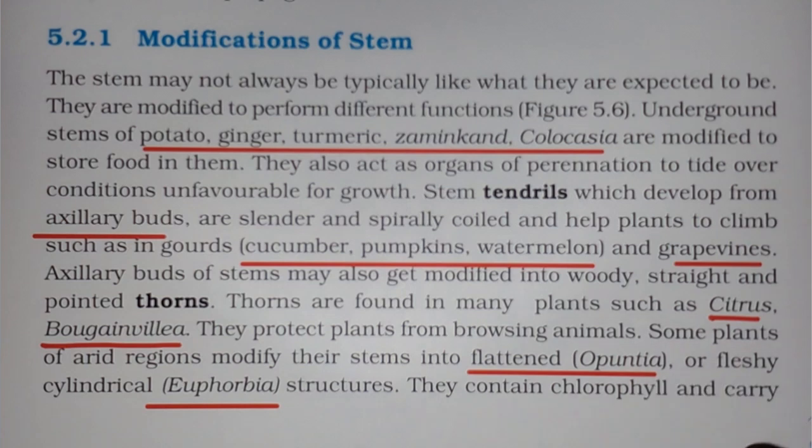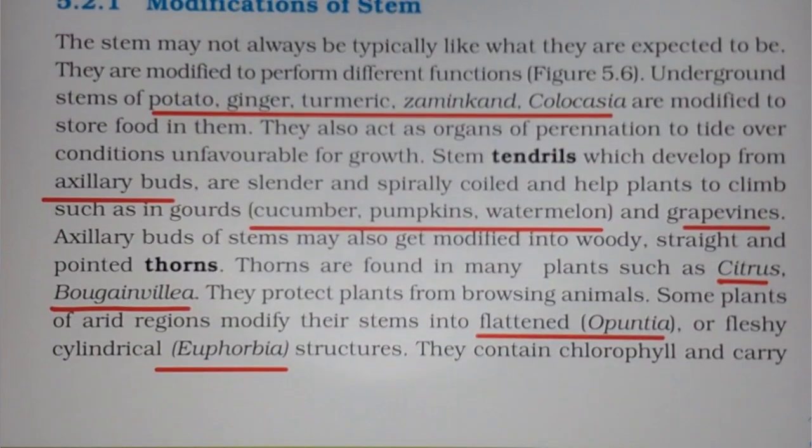Next, some plants are in desert regions or regions with less water. In such desert environments, the stems are modified into flattened ones. The flattened ones are known as Opuntia, and the fleshy cylindrical ones.